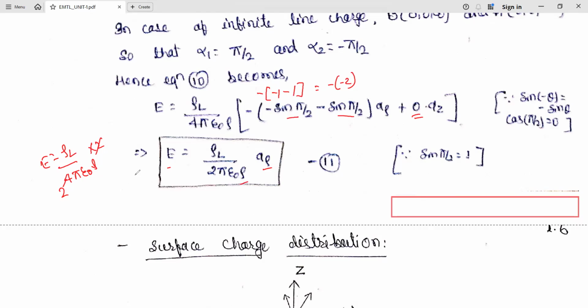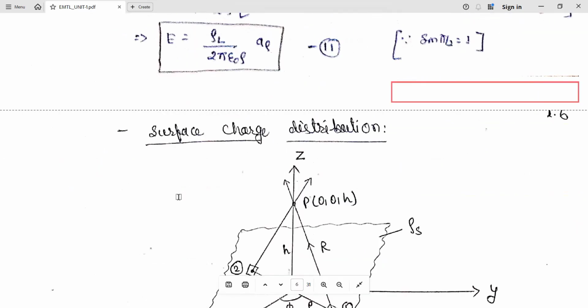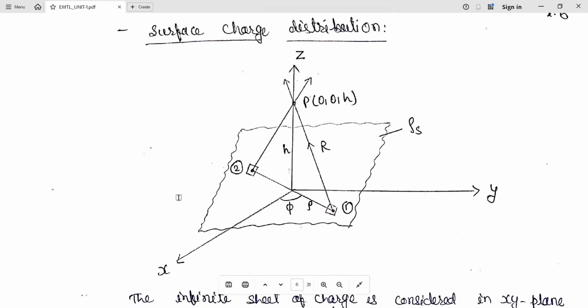Next we have the discussion of the surface charge distribution. So in case of surface charge distribution, we have to consider the surface. This surface we are considering such that this plane lies where z is equal to 0. So z equal to 0 for this plane means it is going to lie in the xy plane.